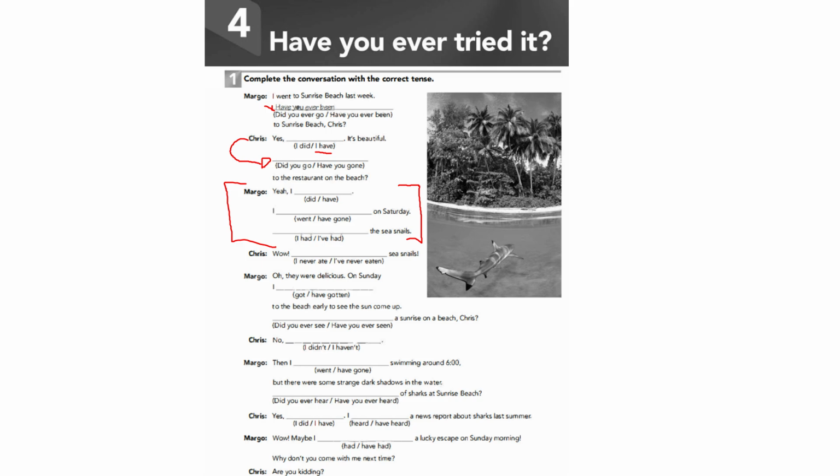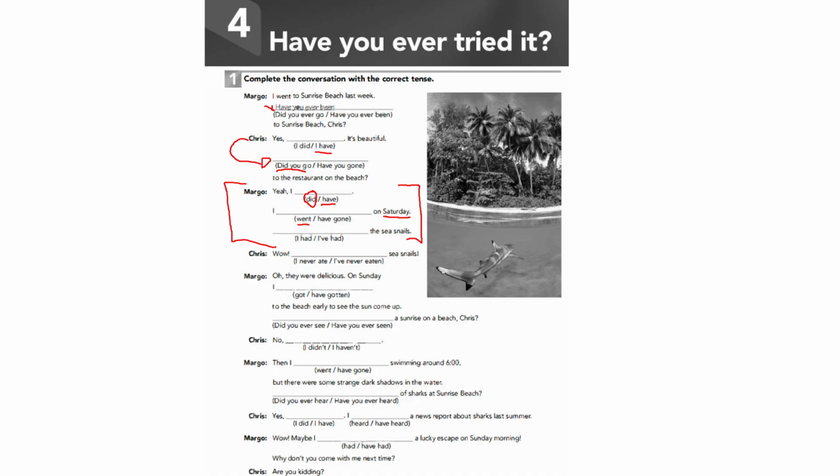Okay. So in this case, Teresa, the second and the third are correct, but the first one is not have. In this case, it's did because remember that the question that Chris made was using did. Did you go to the restaurant on the beach? Yes, I did, right? Instead of have is did. And here, just as you say, I went on Saturday. We know that it is went because we're talking about some time in the past. Well, we're not talking about some time in the past.